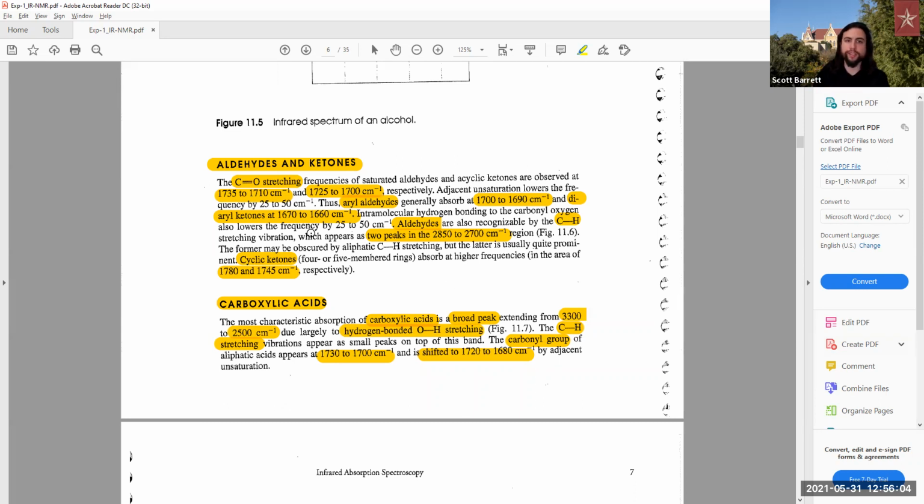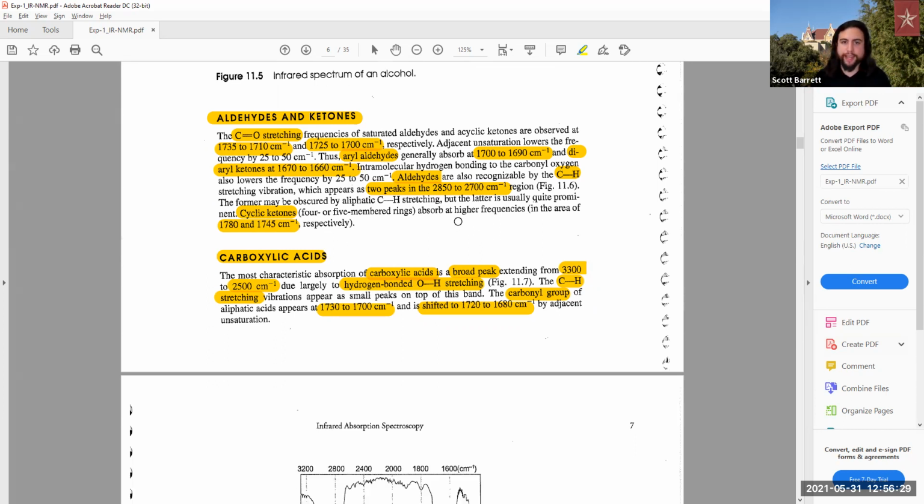And then additionally, there's a stretching vibration from two peaks in the 2850 to 2700 region for aldehydes. And then additionally, a cyclic ketone with a 4 or 5 membered ring would be closer to 1780 to 1745. So that's also some specifics that you should remember as well. But mainly, you will want to separate them, especially going into this next one, carboxylic acid.